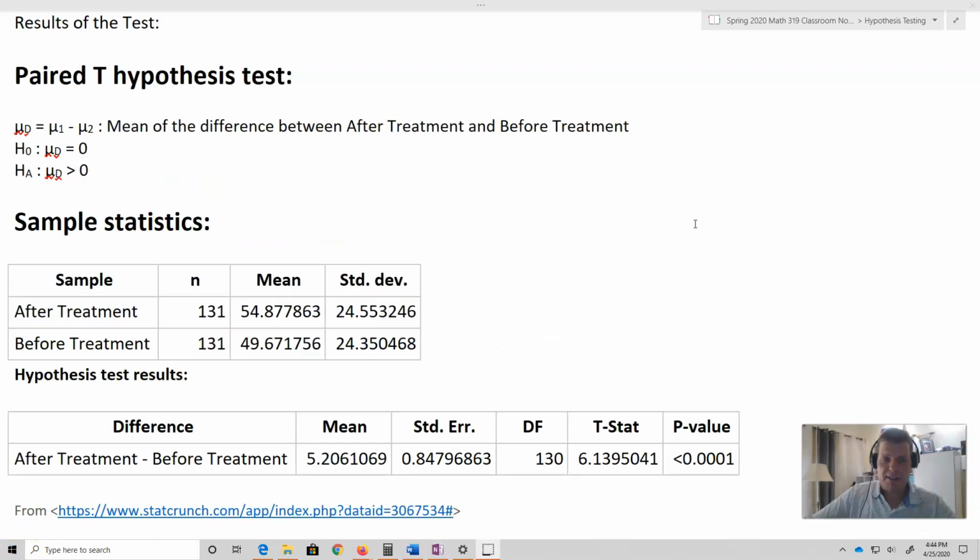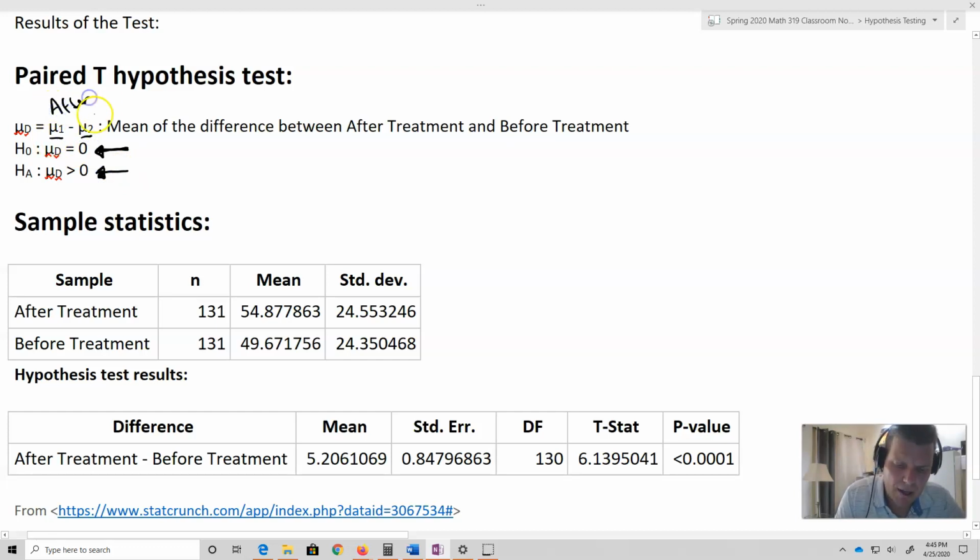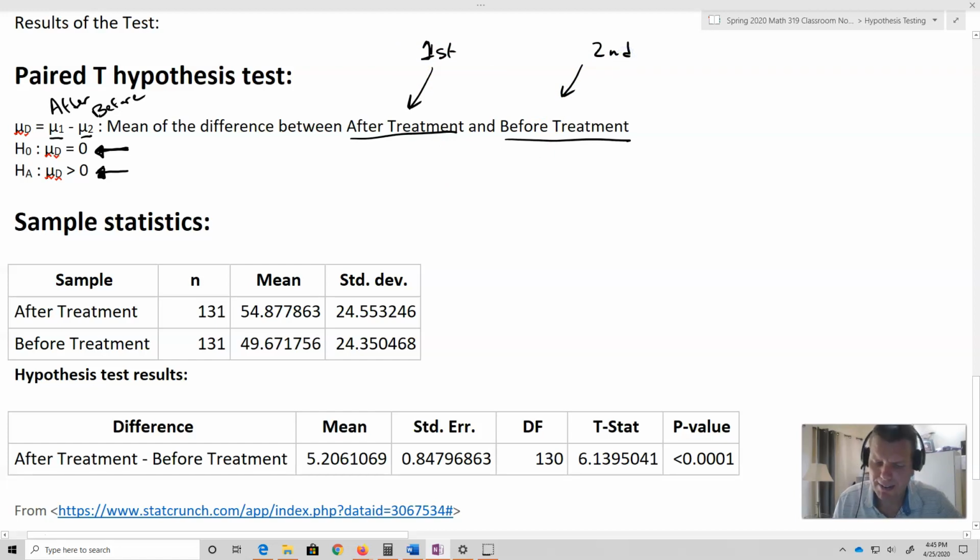So here are the results of my test. You notice that I've got my null hypothesis, mu d equals 0, and then I have my alternative hypothesis, mu d is greater than 0. And that is accounted for by mu1 minus mu2. Mu1 was my after, and mu2 is my before. That's how I set it up. It says mean difference between after treatment and before treatment. So notice they've got the after first, and their before second. That tells you the order in which everything was subtracted.